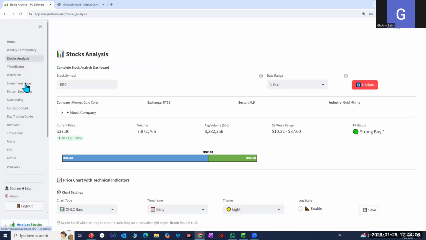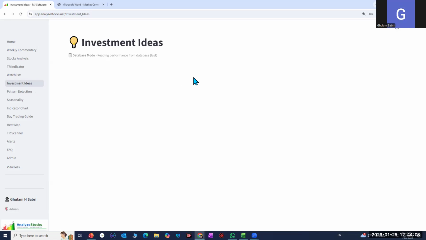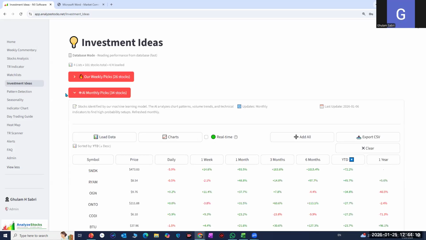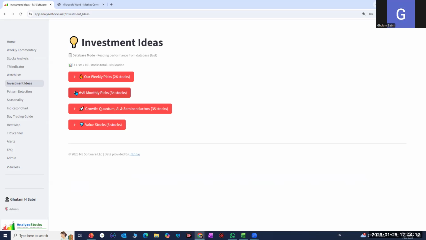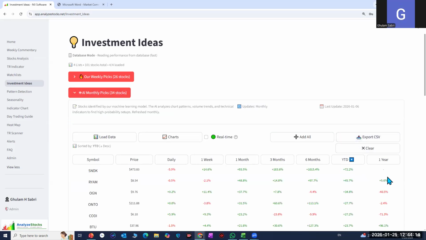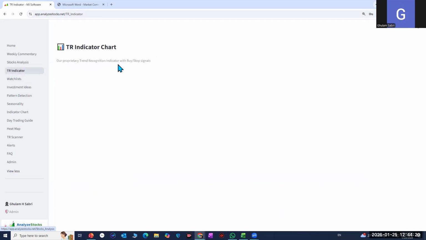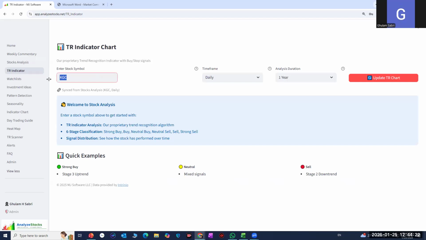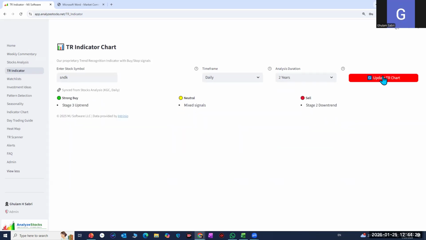Step one, you find good ideas. In our system, from where? From these lists, these AI monthly picks. Take a look at this and pick any chart, SanDisk, for example. Let's analyze this SanDisk and establish its TR chart for SanDisk. And let's see, maybe 2 years. We have this SanDisk.